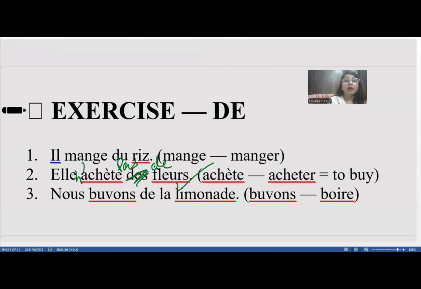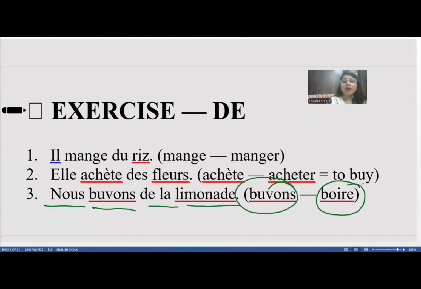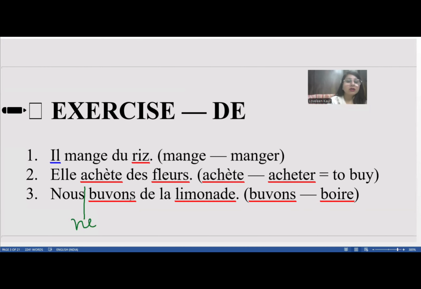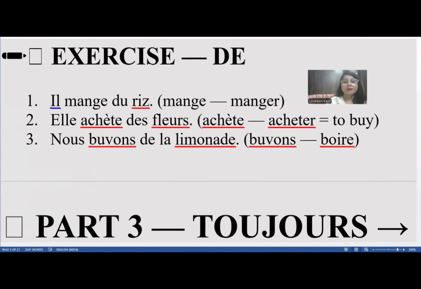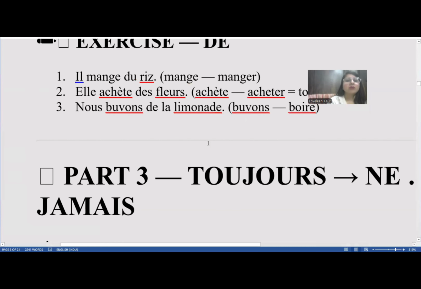She doesn't buy flowers. Nous buvons de la limonade. We drink lemonade. So buvons is what? This is the boire verb, meaning to drink. Nous buvons de la limonade. So how will we make it negative? Nous ne buvons pas de limonade. Okay, we do not drink lemonade. It was the normal version.